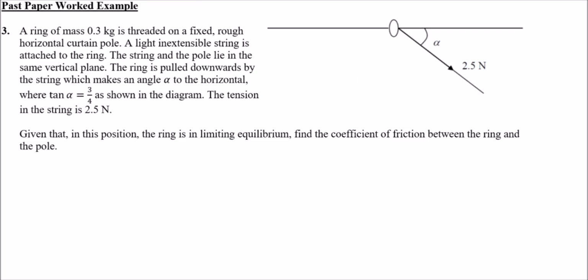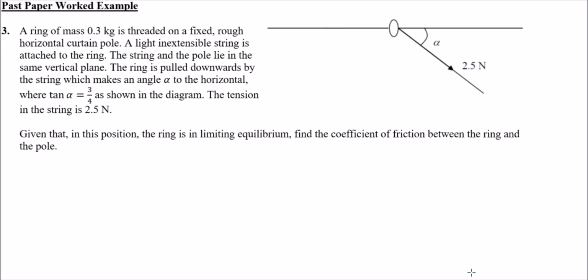So here we've got a ring of mass 0.3 kilograms. It's threaded on a fixed, rough horizontal curtain pole. A light, inextensible string is attached to the ring. The string and the pole lie in the same vertical plane, so both the forces are acting in the same 2D plane. The ring's pulled downwards by the string, which makes an angle of alpha to the horizontal, where tan alpha is 3/4 as shown. The tension of the string is 2.5 newtons.